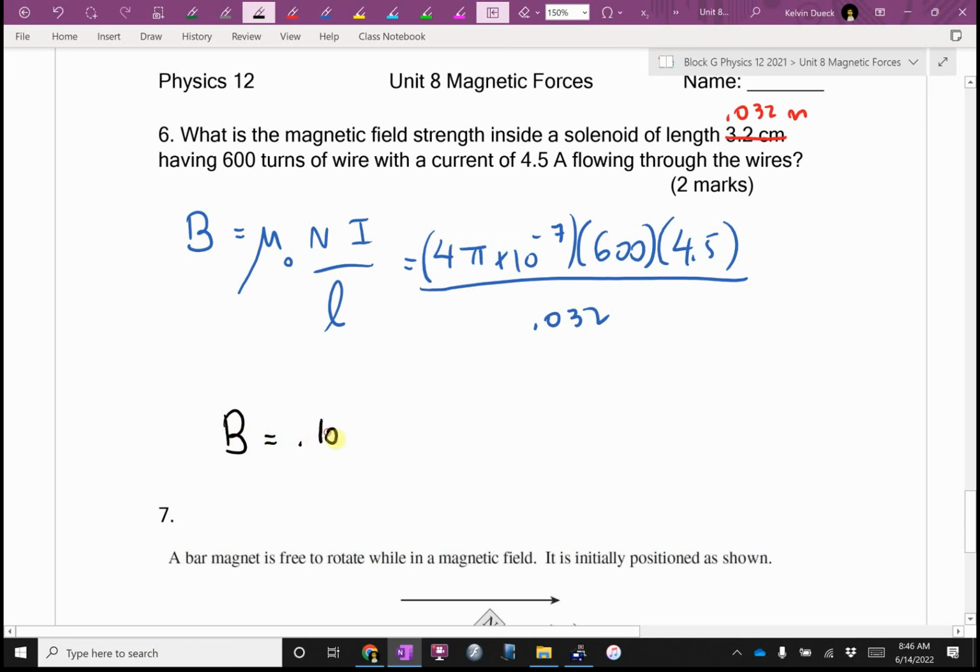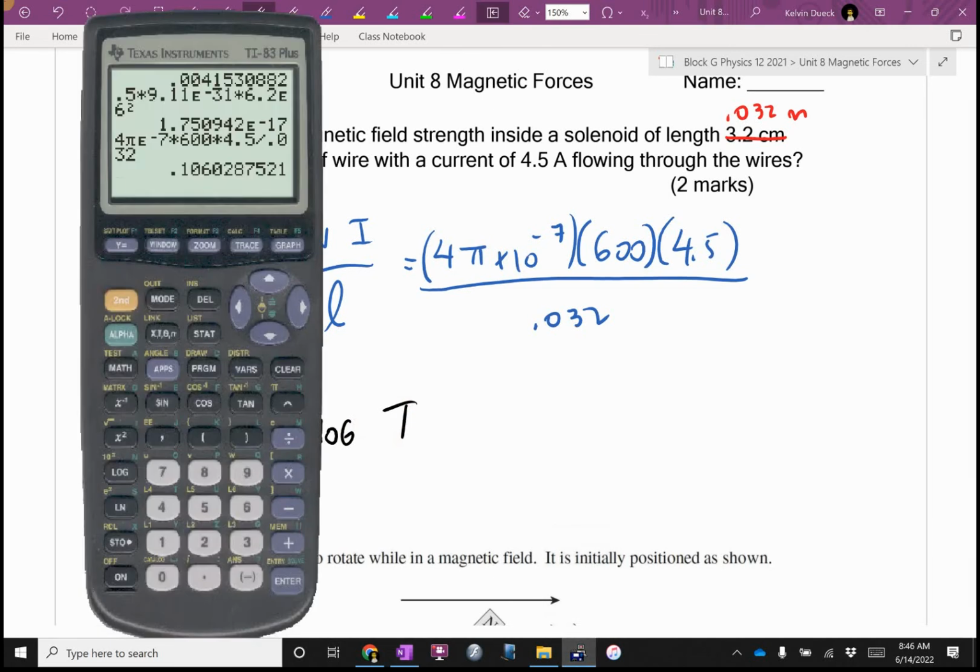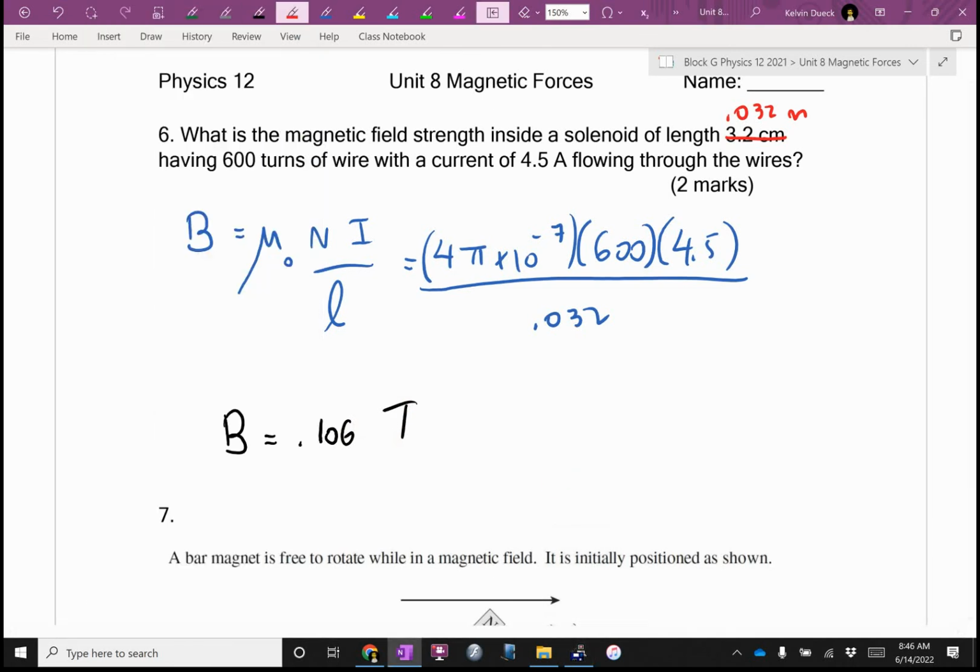I get 0.106 Teslas. Sorry, I said 1.06, but it should be 0.106 Teslas. I would probably go 1 mark for that. Half mark for the numbers, half mark for the answer.